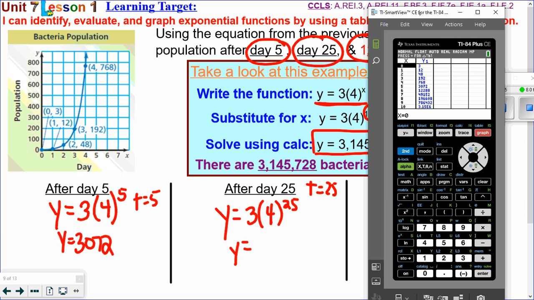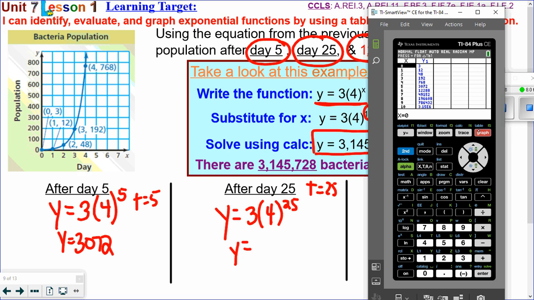Okay, so the first one is 3072, and I just put this in. This is 3 times 4 to the x power, and that's what the function was. What if you put this in and then go second function table, and you go down to 5 days. We have 5 for the x, and you see that the y is 3072. Or you could just input it into the regular screen of the calculator and get the answer. You could also do that.